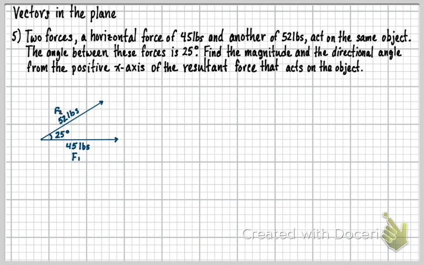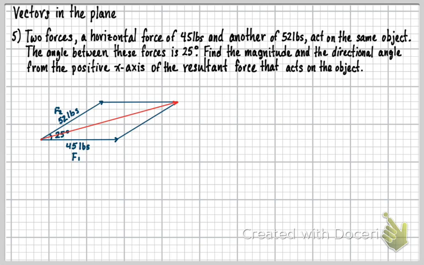Okay, so now when I think about that resultant, the resultant would be the sum of these two vectors. If we think about the parallelogram method, I do this and I do this and then I draw my line. This line here would be the sum of those two vectors, F1 and F2, which would actually be my resultant. So here's the setup.